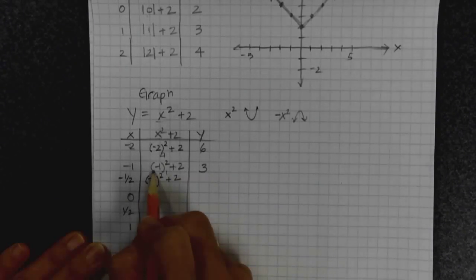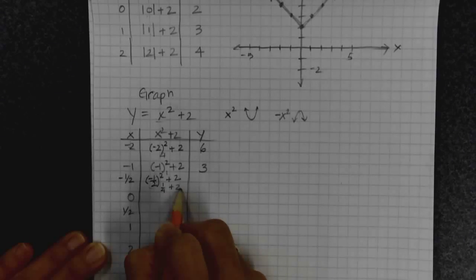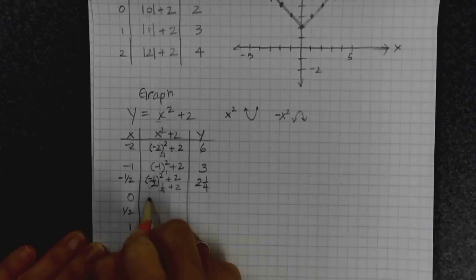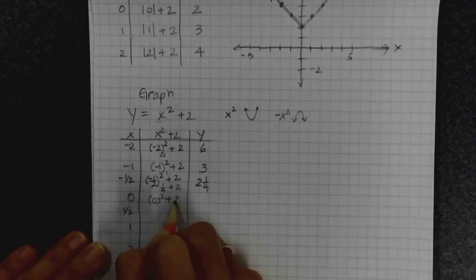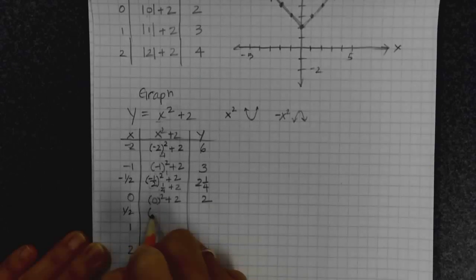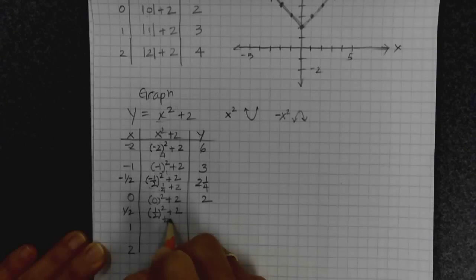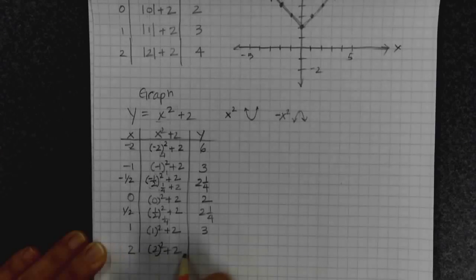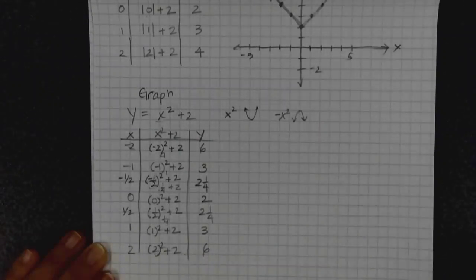When you square numbers like this, a fraction, you square the top and you square the bottom. So -1 squared is 1, over 2 squared is 4, so it's 1/4 plus 2, and 1/4 plus 2 is 2 and 1/4. And we do the same thing, 0 squared is 0, plus 2 is 2. And then 1/2 squared plus 2, 1/2 squared is 1/4, 1/4 plus 2 is 2 and 1/4. And then 1 squared plus 2, 1 squared is 1 plus 2 is 3, and then 2 squared plus 2, 2 squared is 4, 4 plus 2 is 6.